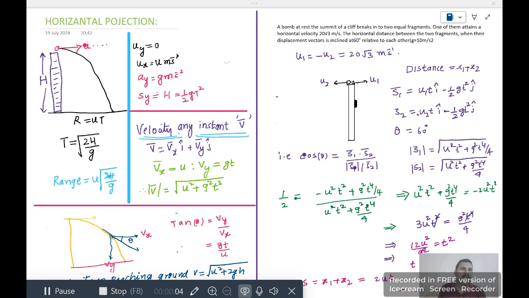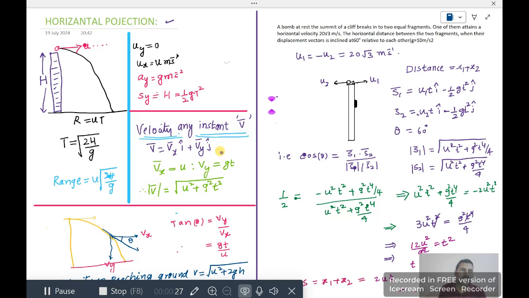Today's topic is horizontal projectile motion. Oblique projectile motion I will explain in the next video. In horizontal projectile motion, the particle is projected horizontally from the height H of the tower.